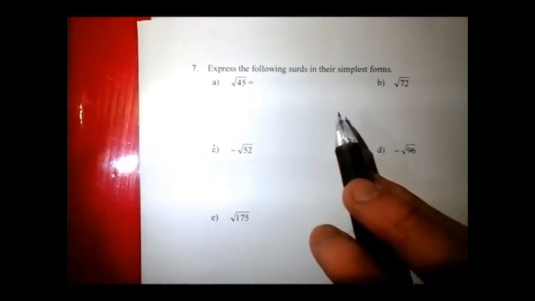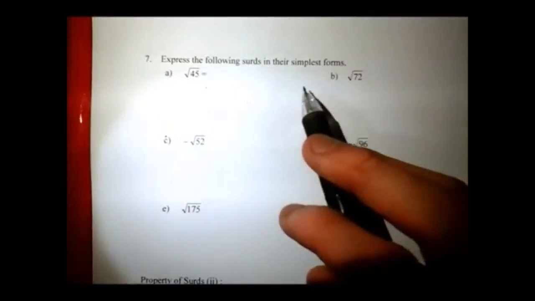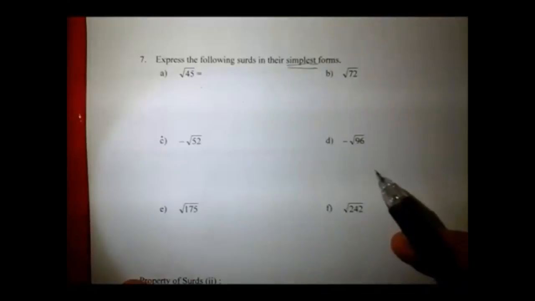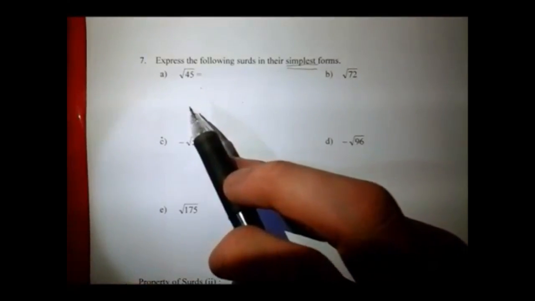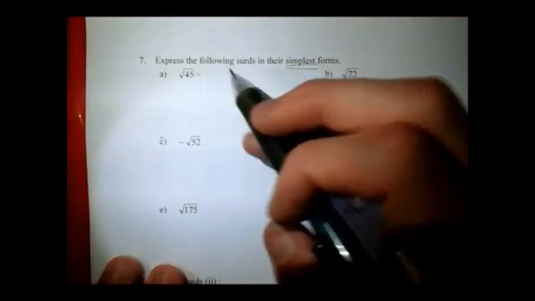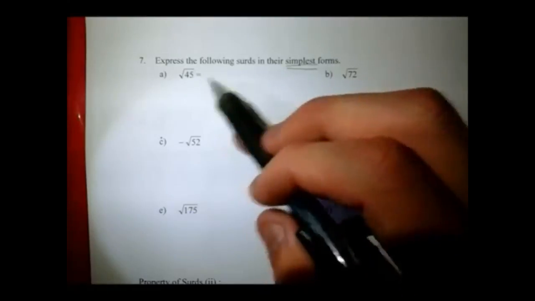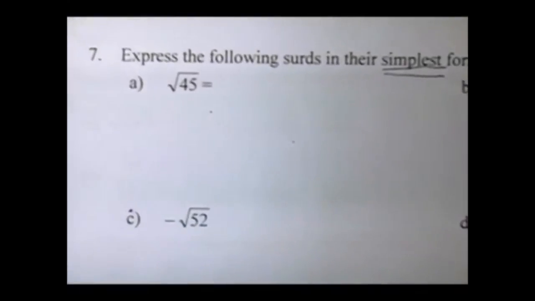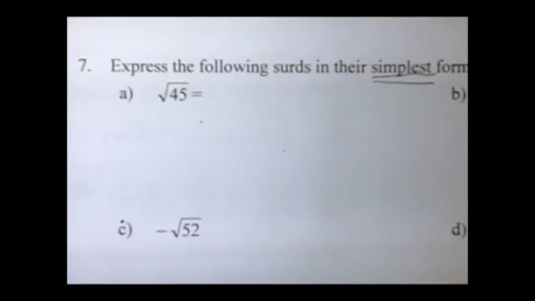In the next page, you are required to make the following surd forms into their simplest form. In here, simplest form means the easier way to express this surd form. For example, you have root 45, and root 45 is a quite difficult number because it's not directly any number's square. So if you want to simplify this root 45, we should consider some other things.